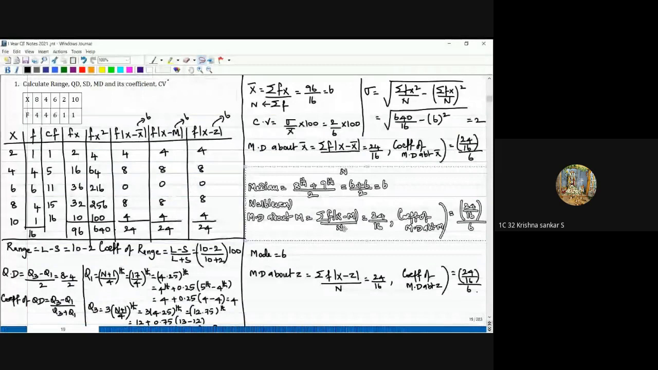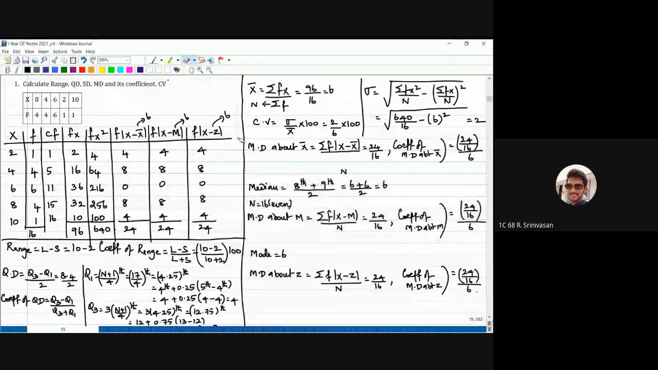Sir, could you please explain the mode, sir? What is a mode? Mode is nothing but the highest repeated frequency, or highest in the frequency. What is highest in the frequency? 6. Whose respective x is also 6. Therefore mode is 6.